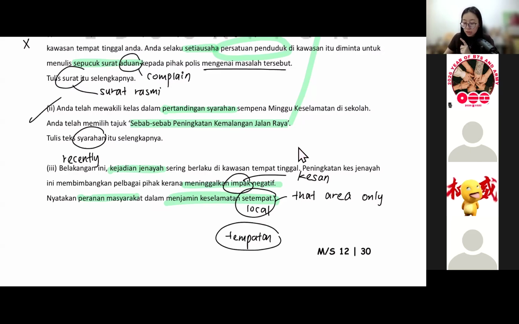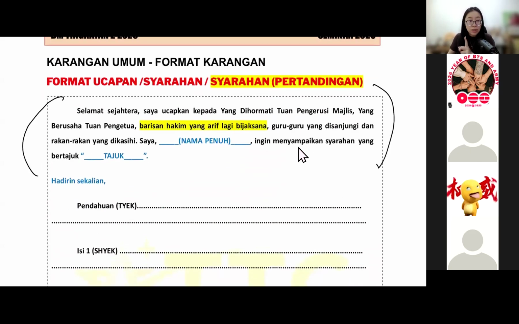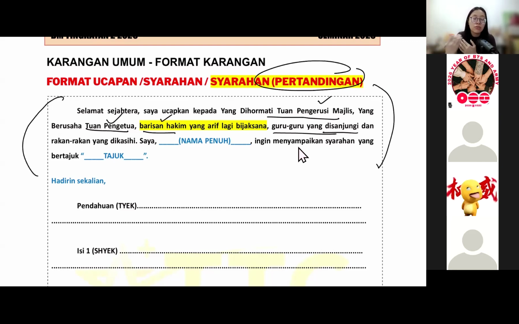So I show you the format here. So I won't write the format. You see, exactly the same as the one I showed you just now. Selamat sejahtera. Saya ucapkan kepada yang dihormati Tuan Pengerusi Majlis, which is the organizer. Tuan Pengetua, which is principal. This is pertandingan, so I need to include judge. Guru-guru yang disanjungi, which is the teachers, the respected teachers. Disanjungi means dihormati. Rakan-rakan, this one you can change rakan-rakan to murid-murid. But if you represent your school, then you can put rakan-rakan. If you are the outsider, for example, you are not with the students, they are not your friends, so you cannot say rakan-rakan.